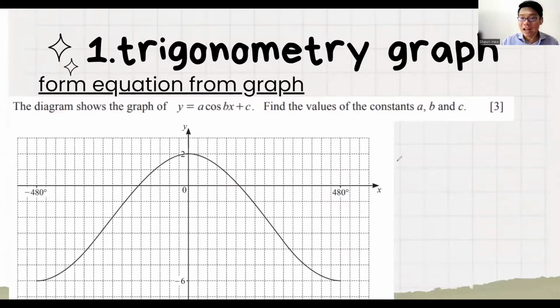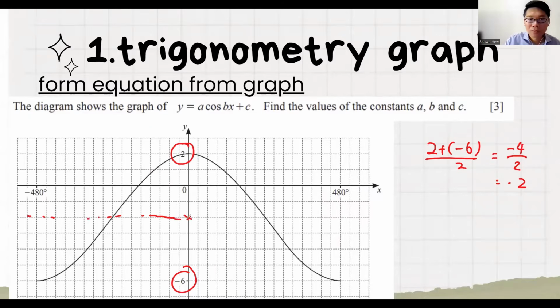Same technique for the next question. Maximum, minimum. We find the middle line, -2. So we can confirm this is -2. Second, we can find the amplitude from -2 to -1, 0, 1, 2. 4 steps. So A is 4.